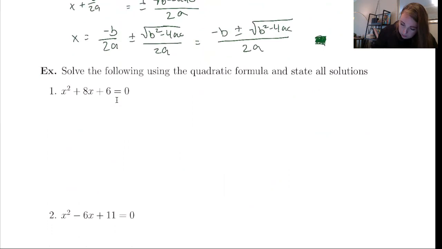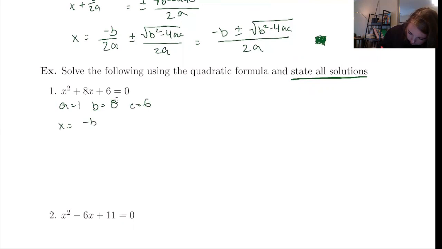So solve the following using the quadratic formula and state all solutions. While we're doing these problems, I want you to keep track of how many solutions we get out. The highest power tells us the most solutions I can get. So I know already I can get at most 2, but watch how many we get each time and see if you can find the pattern. Okay, so I get x squared plus 8x plus 6. So a would be 1, b would be 8, and c would be 6.